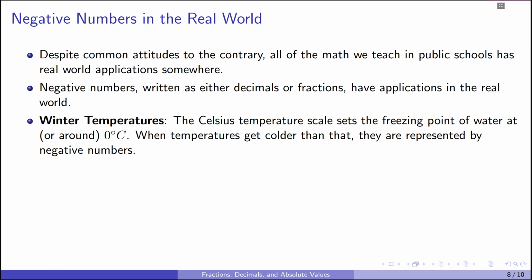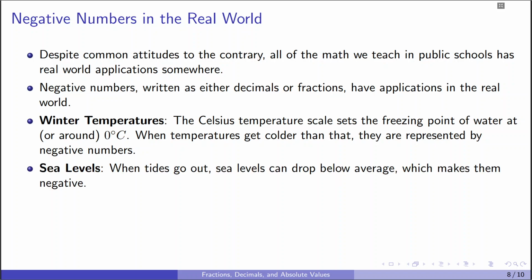The Celsius temperature scale sets the freezing point of water at, or around, depending on your local atmospheric pressure, 0 degrees Celsius. When temperatures get colder than that, they are represented by negative numbers. The Fahrenheit scale uses the freezing point of Lord Fahrenheit's father's pickle brine recipe for reasons that don't make a whole lot of sense in the general world, but that's where they came from.